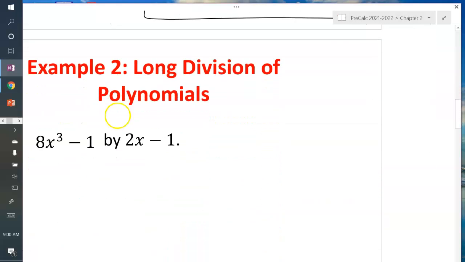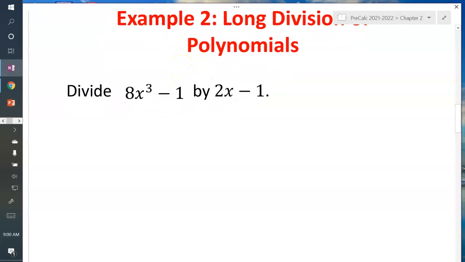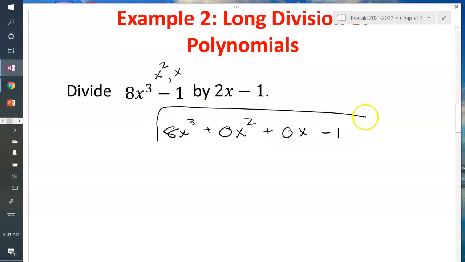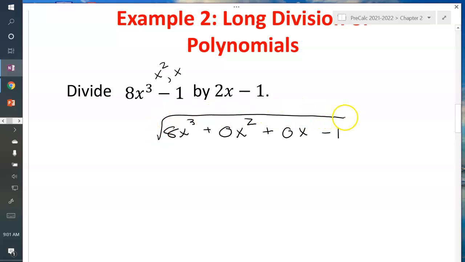All right, next one, we're going to do another long division. The difference here is we're missing an x squared term and an x term. So we're going to have to fill those in when we go to divide. And what I'm going to do is I'm just going to put in some zeros for them. So 8x cubed plus 0x squared plus 0x minus 1. I want to give myself some room here. By 2x minus 1. All right, just like before, we are going to use the algorithm from elementary school.